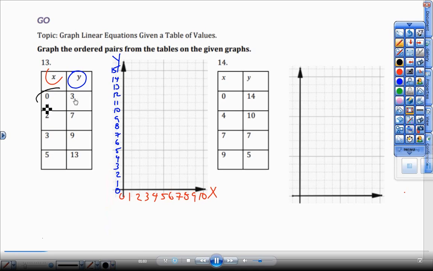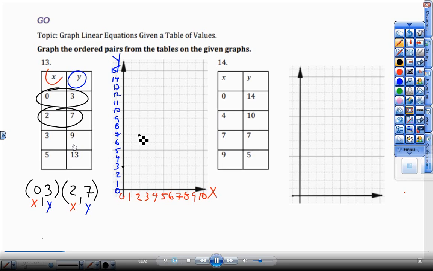We want to realize this is a coordinate. This is the coordinate 0, 3. And again, always x for the first coordinate, y for the second, which means over 0, up 3. The next point, 2, 7. 2 is x, 7 is y, over 2, up 7 for that one.